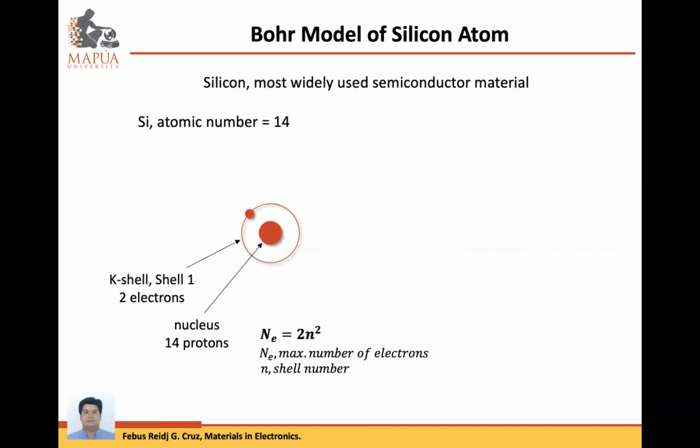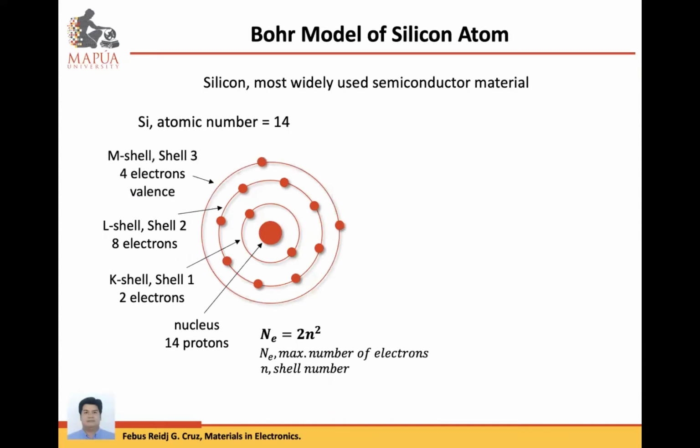So for the first shell or the K shell, the maximum number of electrons would be 2 times 1 squared, or the maximum number would be 2 electrons. On the second shell or the L shell, you have 2 times 2 squared. The maximum number of electrons would be 8, up to 8 electrons. So at this point, you now have 14 protons and 10 negative electrons. So the next shell would now be the valence or the outermost. So that would be shell 3 or M shell, having the remaining 4 electrons. So silicon atom has 4 valence electrons.